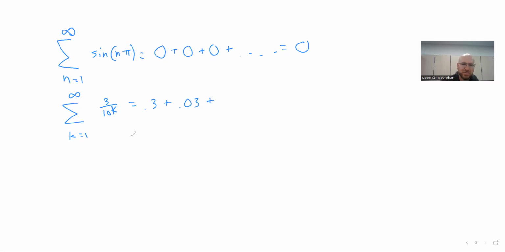3 over 10 to the third, 10 to the third is 1,000, so 0.003. 3 over 10,000 is going to be 10 to the fourth. This is equaling 0.3333, aka 0.3 repeating, which is 1/3.